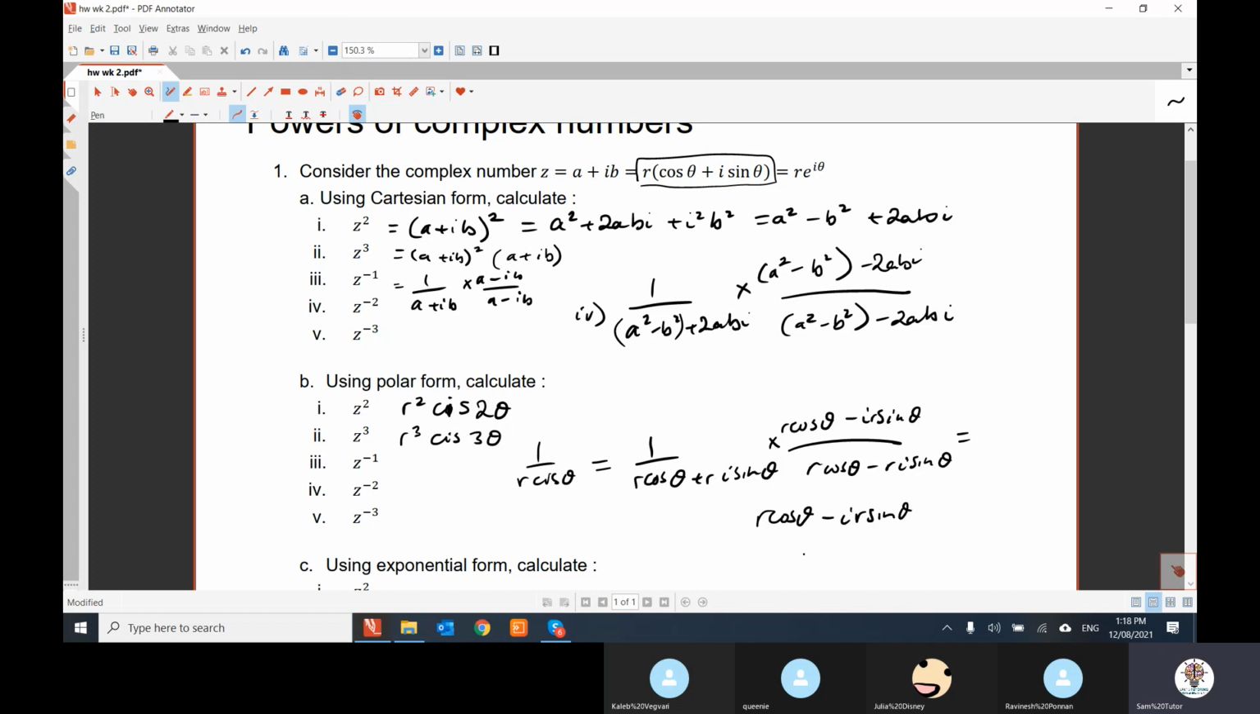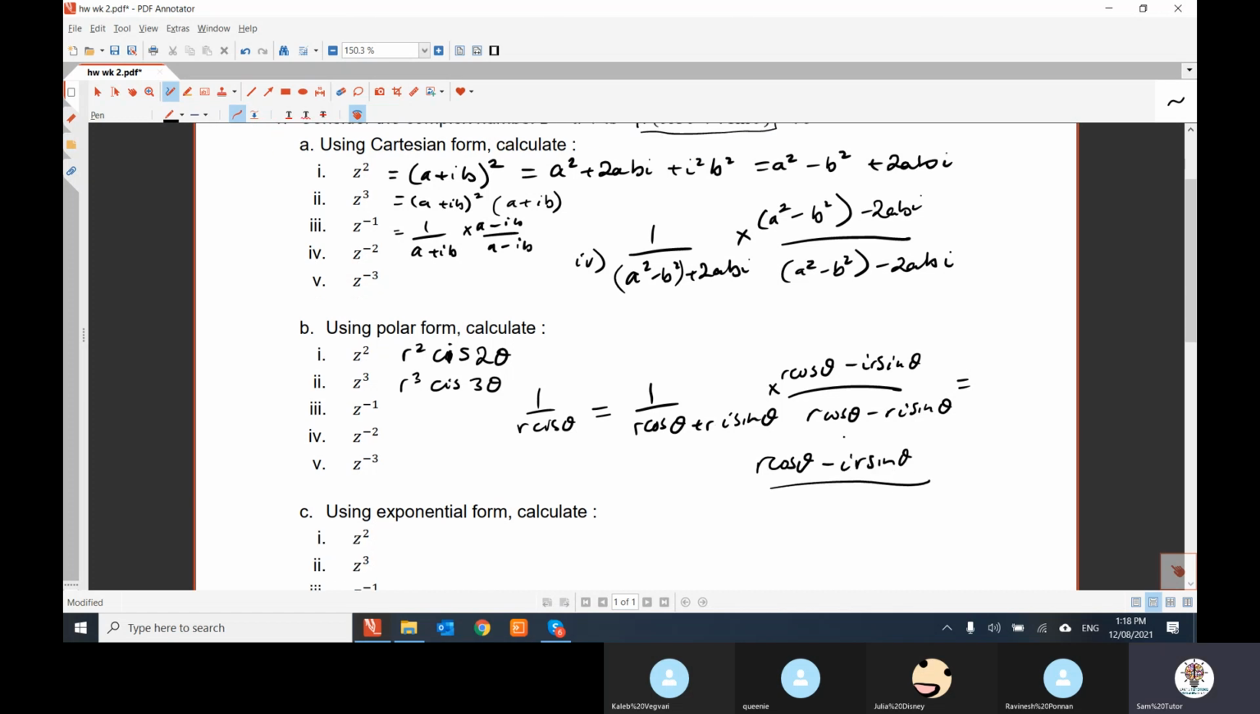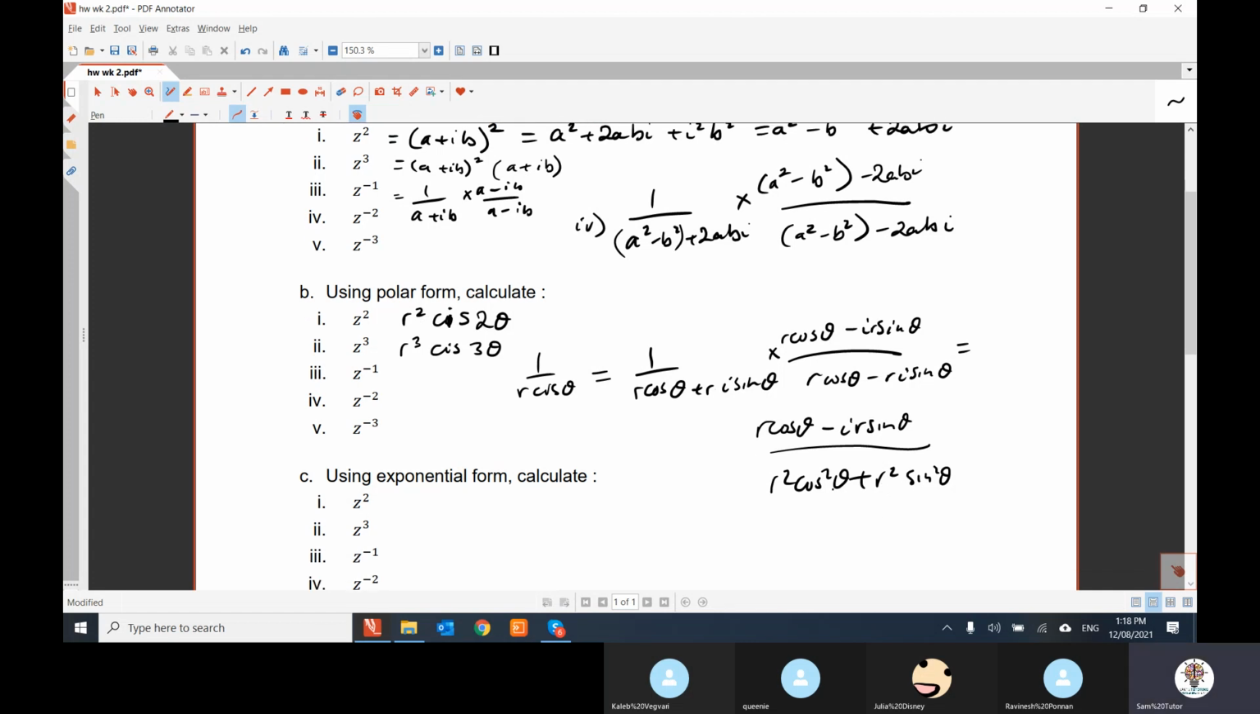You could have factorized the r, you didn't have to do it the way I just did it. And the bottom, you guys know it's always r squared cos squared plus r squared sine squared. And then what happens when you factorize r squared out? You're going to have cos squared plus sine squared, which is just 1. So literally your denominator is just going to become r squared, and then that will also cancel out with one of the r's on the top. So you end up with that.